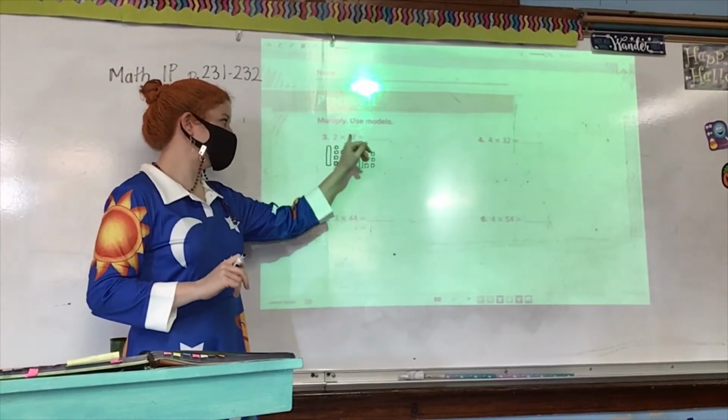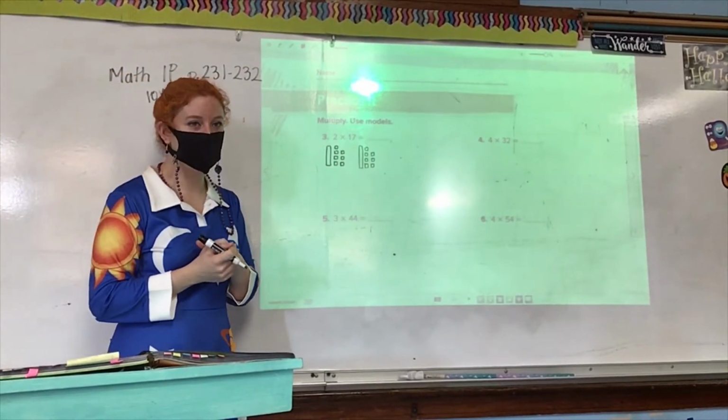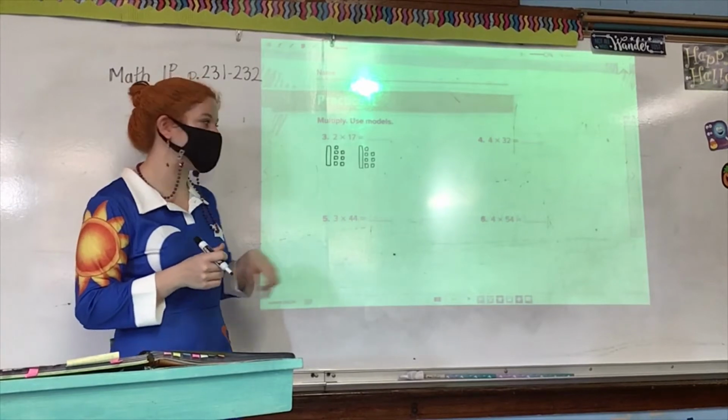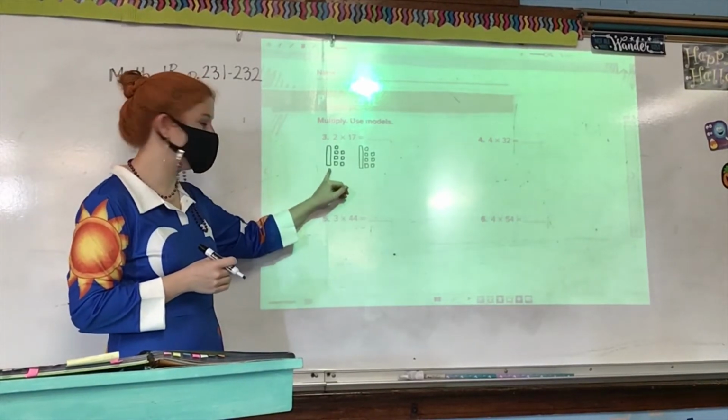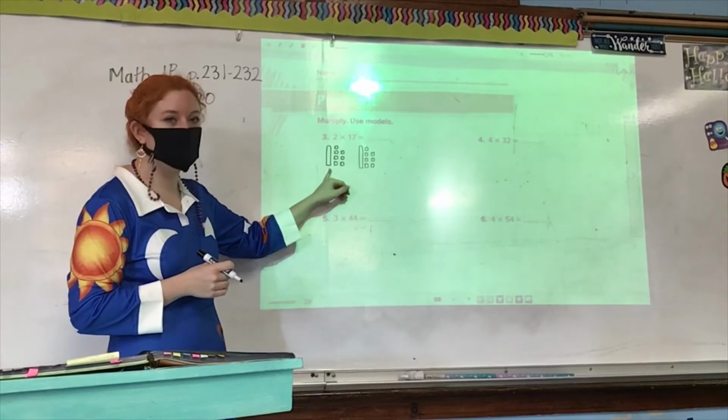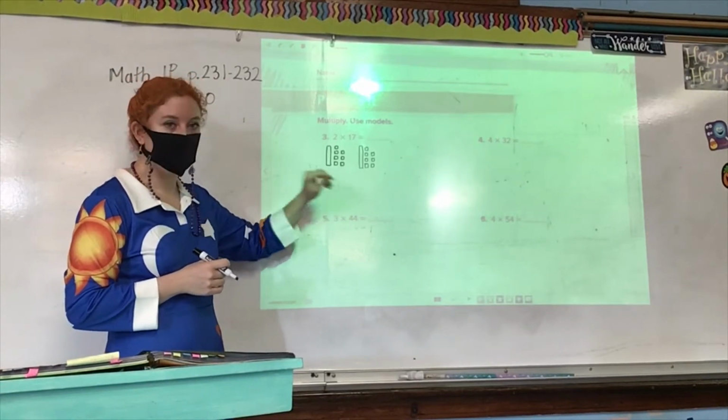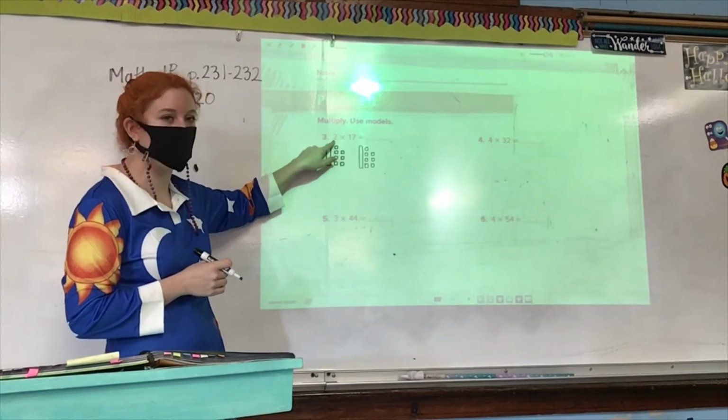Cullen, which one did we model first? 17. The larger factor, which was 17. How did we model 17? 1 10's rod and 7 1's cubes. What does our smaller factor tell us to do?